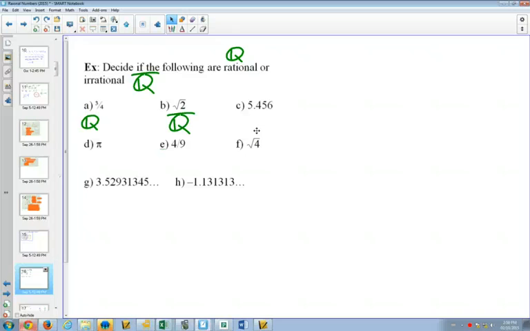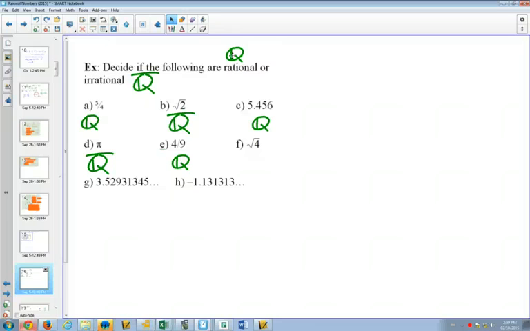Okay, next one. 5.456. Is this a decimal that continues on forever, or is it one that stops? So then is it rational or irrational? It is rational. What about pi? Pi is irrational. What about 4/9? 4/9 is a fraction, so that is rational.